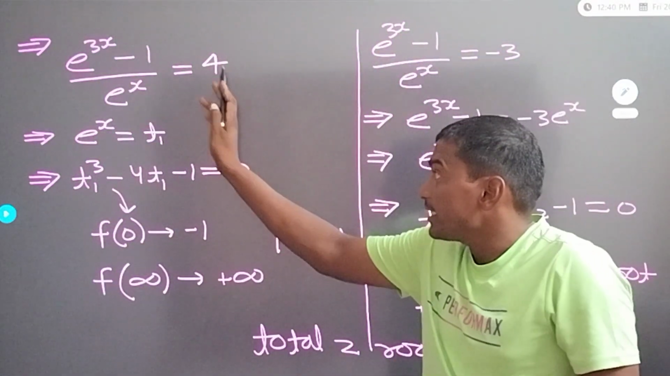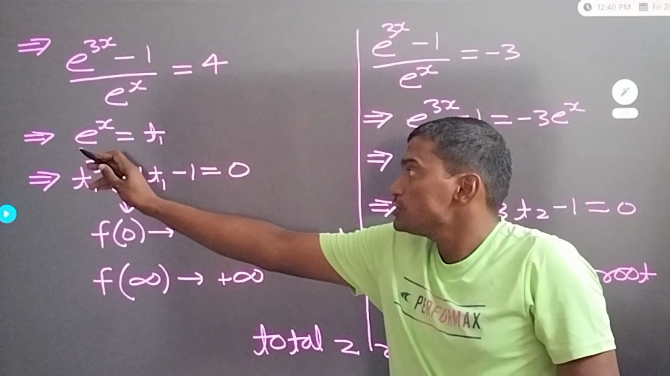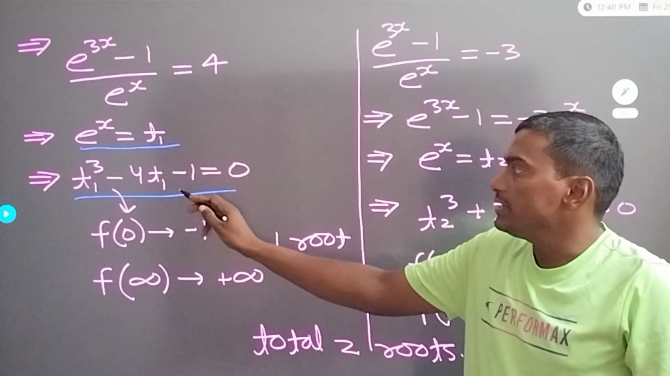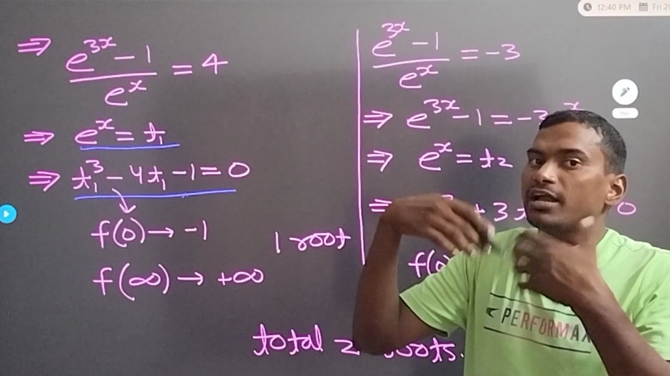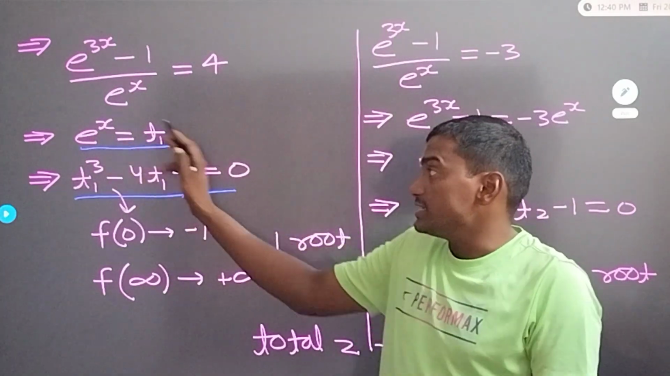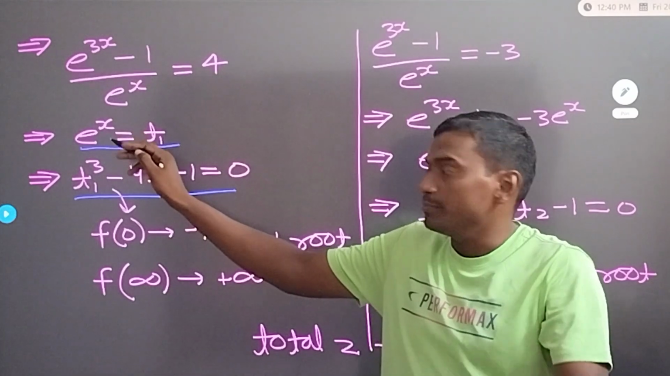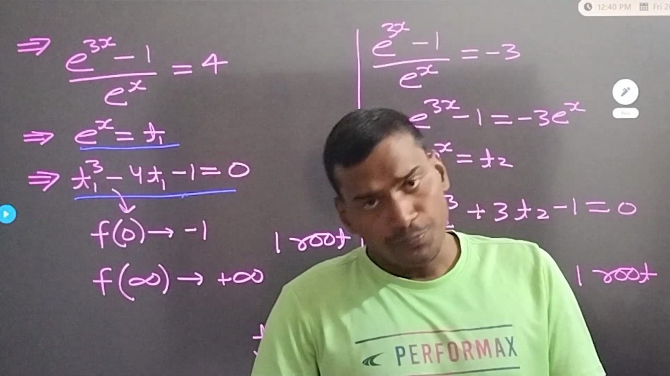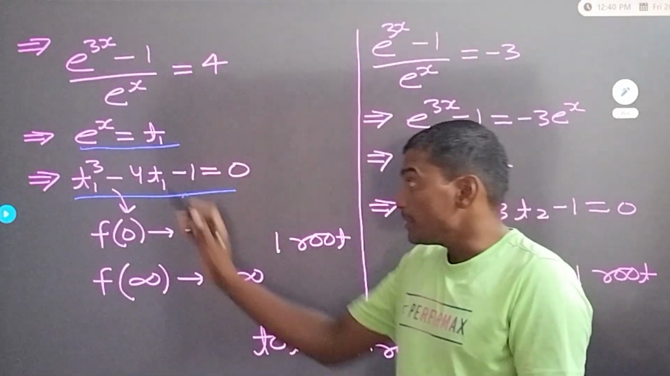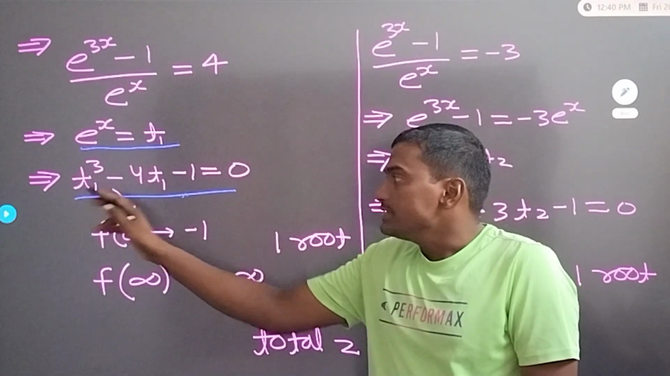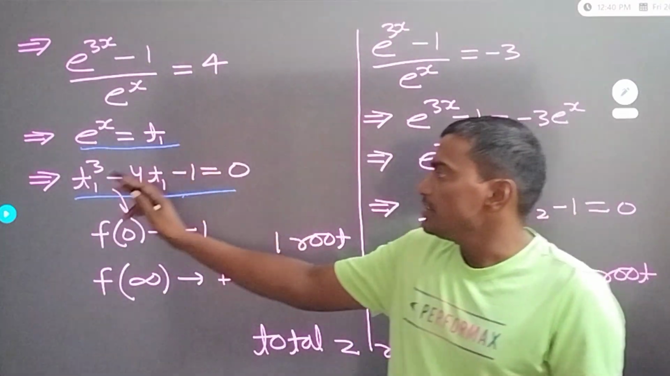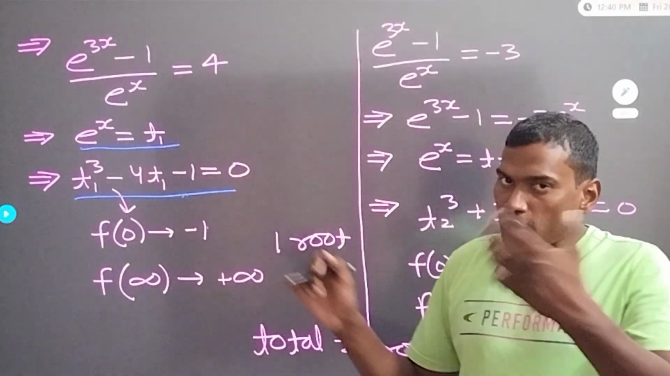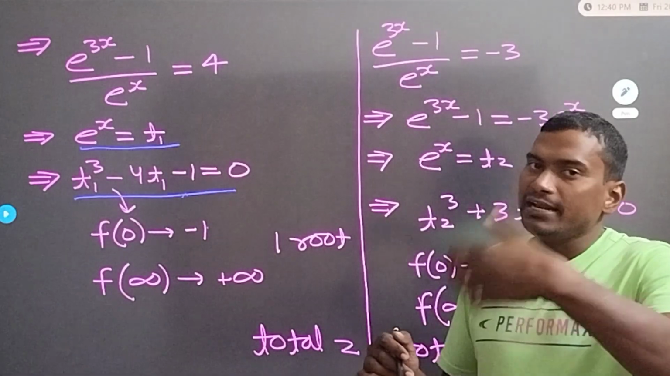From here we are writing it as this, and now I am substituting e power x as t1. Then finally we got a cubic equation. Then how many real roots of this cubic equation are possible? If we are putting e power x as t1, then e power x is always a positive real number. So t1 is always positive. That means t1 you can put only values between 0 to infinity, right? Because it is positive. And this is a cubic equation. If we put t1 as 0, f of 0 will be minus 1.